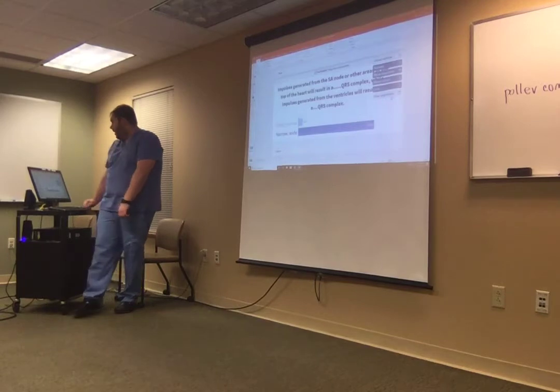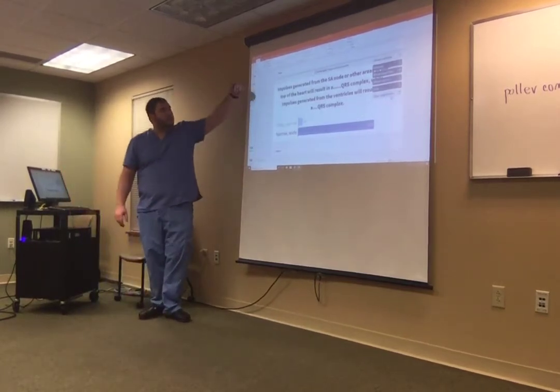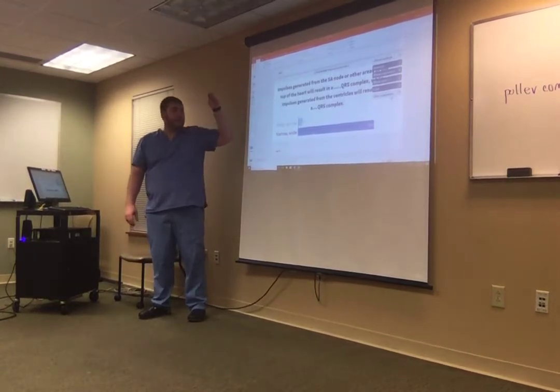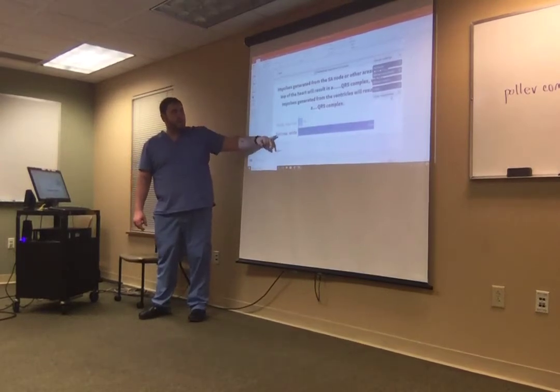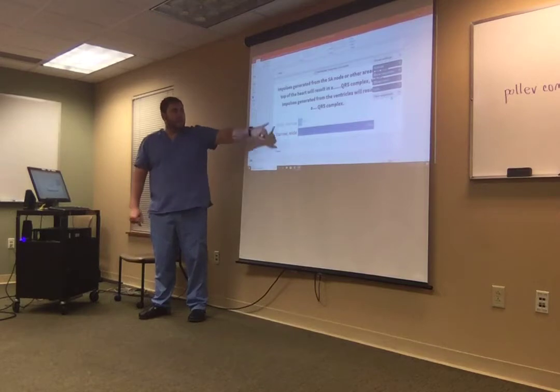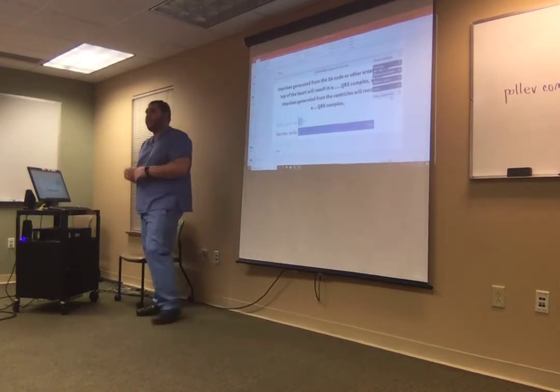So again, what this is asking is if the electrical impulse starts in the SA node or somewhere in the top part of the heart, the atria, how is the QRS complex going to look? So the QRS complex will be narrow if it starts in the top. Okay, and then if the QRS complex is generated from the ventricles at the bottom of the heart, you're going to have a wide QRS complex, like if you have a ventricular rhythm.